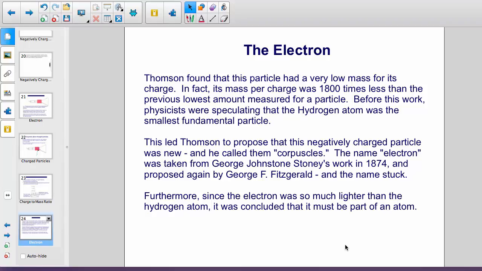Furthermore, since the electron was so much lighter than the hydrogen atom, it was concluded that the electron must be part of an atom.